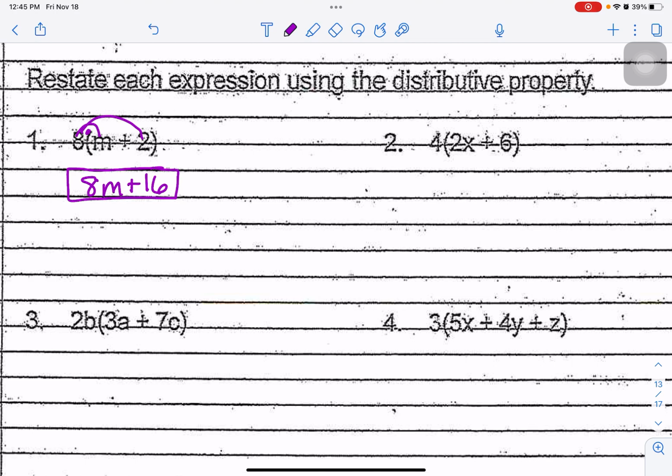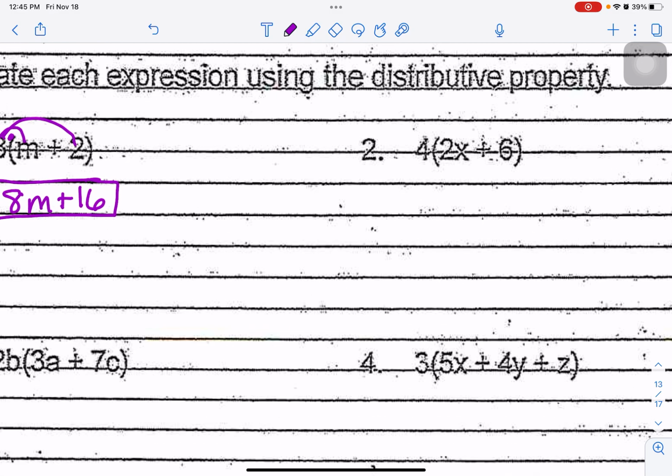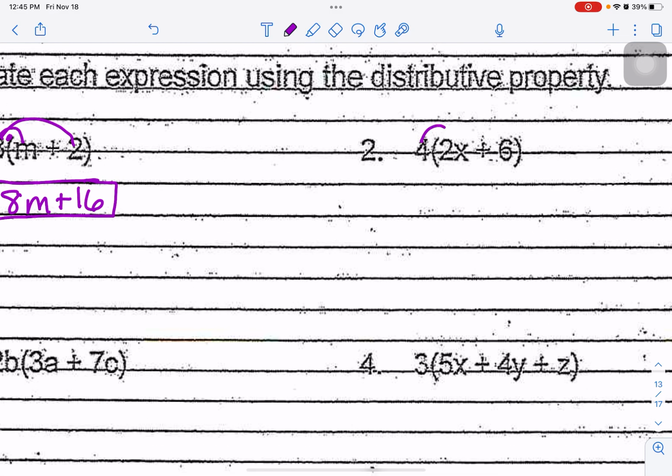So there we've just restated the expression using the distributive property. If a number is in front of the variable like we see in the 2x, it still works the same way, only you'll take that number outside the parentheses and multiply it by the number next to the variable, or the coefficient. So this would be 8x plus 24.